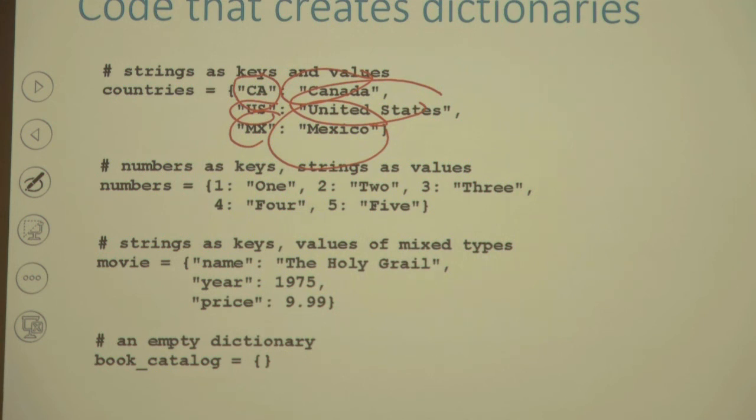0, 1, 2, 3. The string, how do we do the indexing? 0, 1, 2, 3. In the dictionary, how do we do the indexing? By key. By the key. We do it by the key, right?